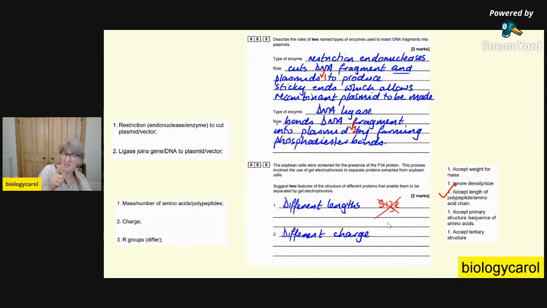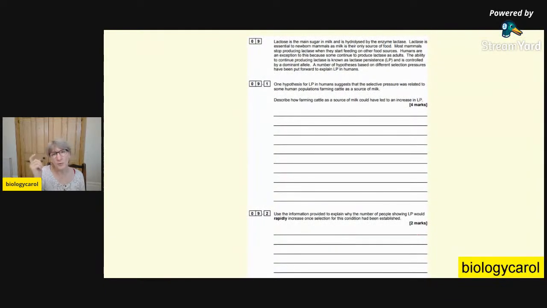Be more precise, particularly this whole gel electrophoresis thing. You can't just say it's down to the size of the DNA or the size of the protein. Be more specific: number of amino acids, number of nucleotides, length, mass. Yeah, I wouldn't have thought of writing R groups as mark point 3, so I've got those 2 marks. Okay, we're on to 9, we're on the home straight.